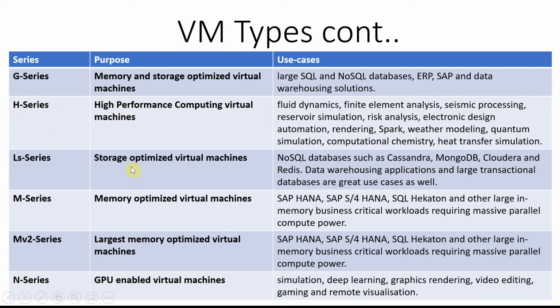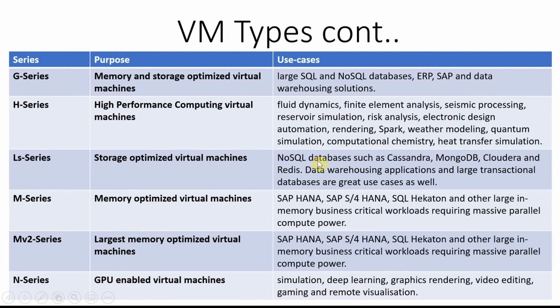Then storage optimized, which is primarily for databases like Cassandra, MongoDB, Cloudera, is the LS series. Memory optimized, again for SAP specifically, is the M series. The largest memory optimized is the MB2 series. And for GPU requirements, it's the N series. Generally for deep learning, machine learning, video editing, you need a higher GPU.